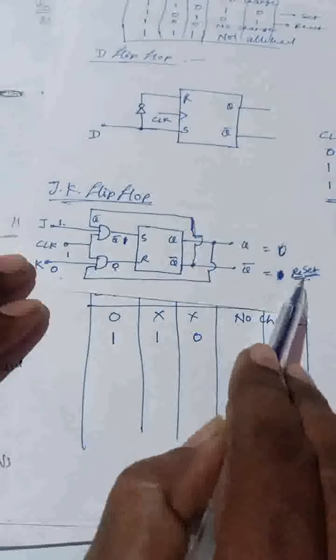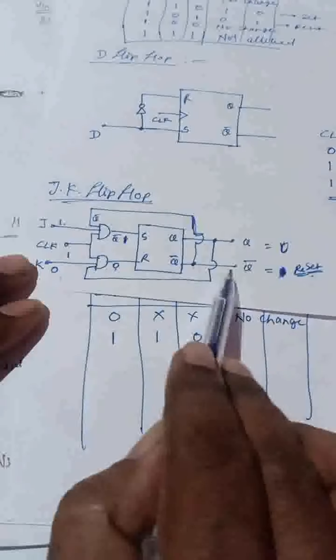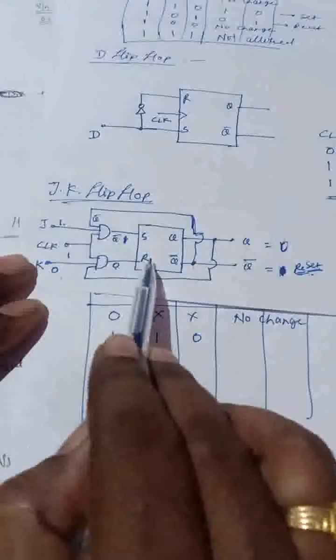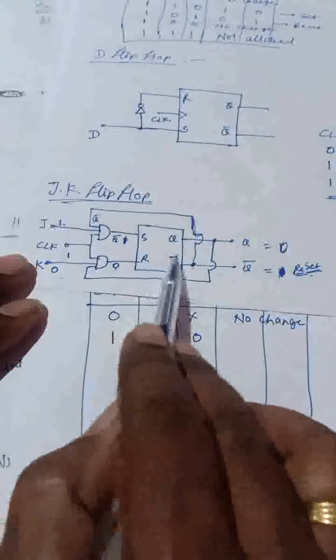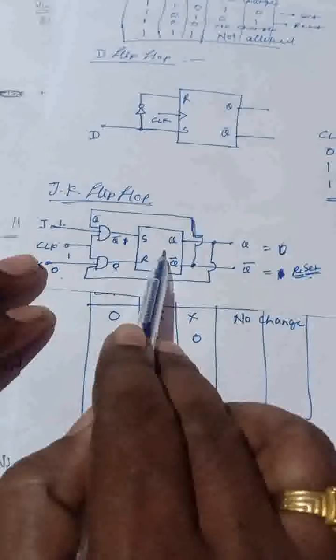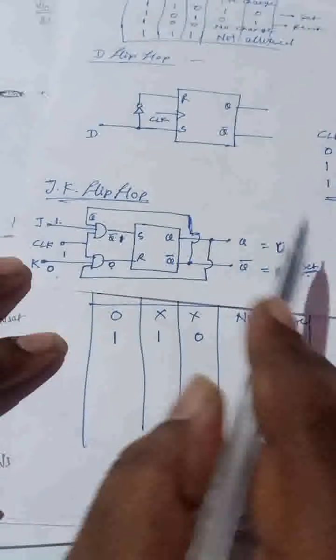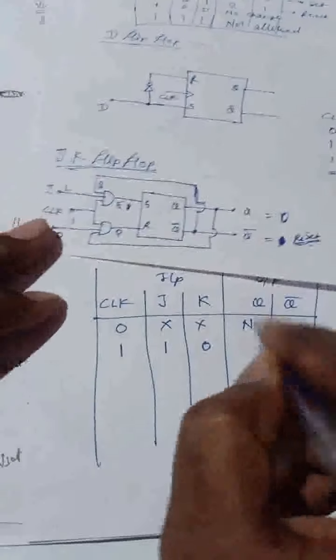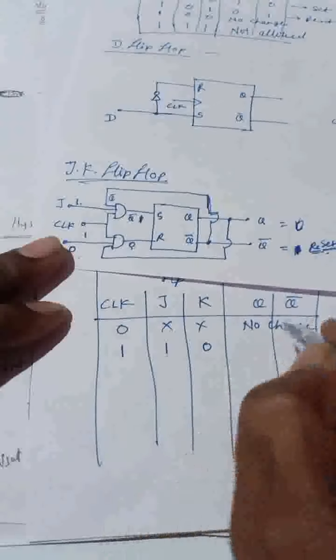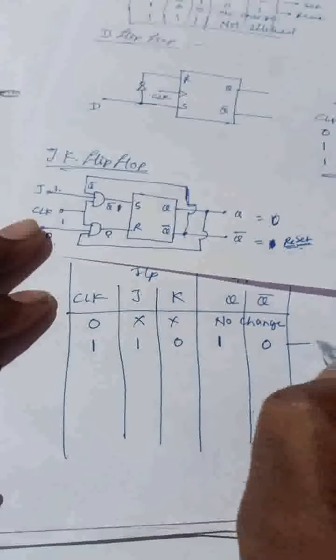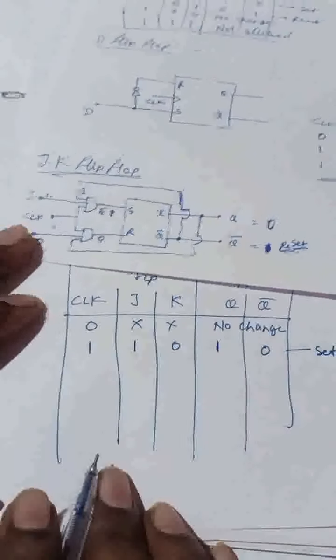If the flip-flop is previously in a reset condition, the 1 is applied here, so S becomes 1, R becomes 0, and the flip-flop goes to a set condition. If it is reset, it goes to set condition. If it is set, then it remains in a set condition. So with J equal to 1, K equal to 0, Q becomes 1 and Q bar becomes 0. Always it remains in a set condition.